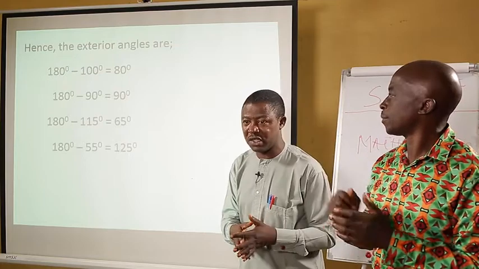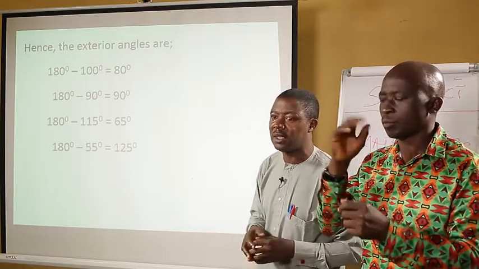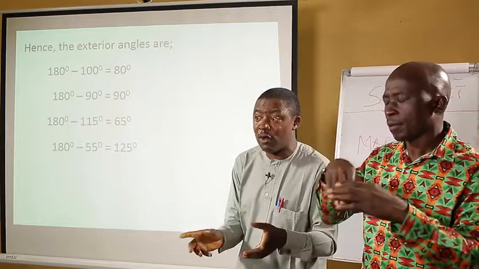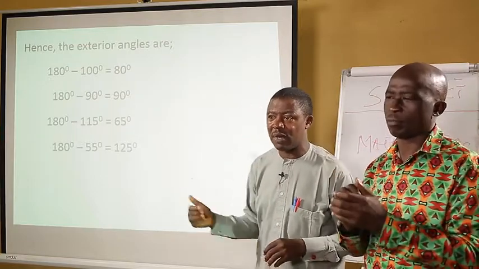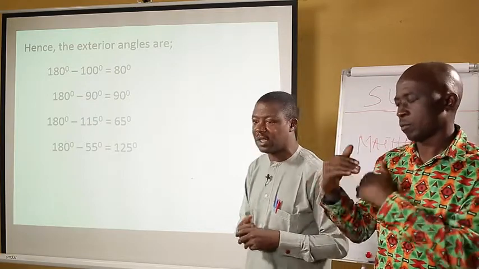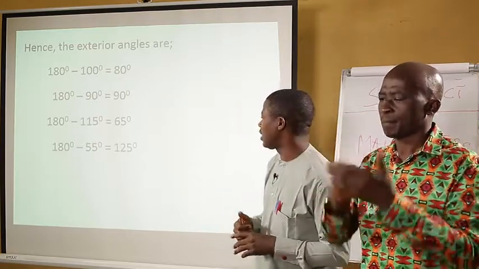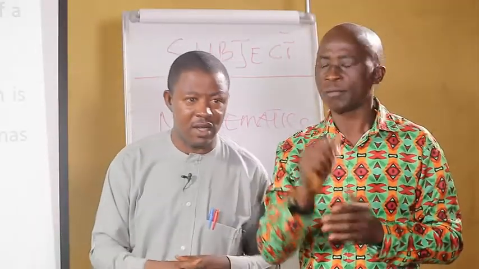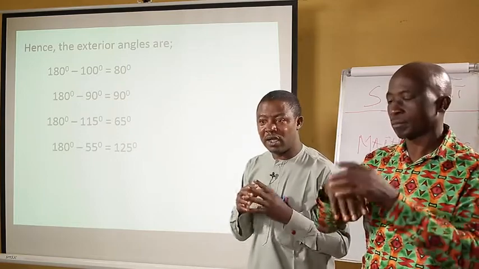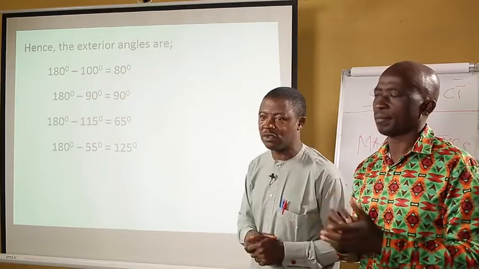The next angle was 90 degrees, which is the interior. So the exterior will be 180 minus 90. The other angle was 115 degrees as an interior angle. So to find the exterior, subtract from 180 degrees. So 180 degrees minus 115 gives me 65 degrees. Then the last angle, the interior is 55, so the exterior must be 180 degrees minus 55. That gives you 125. Hence, the exterior angles of the polygon are 80 degrees, 90 degrees, 65 degrees, and 125 degrees.